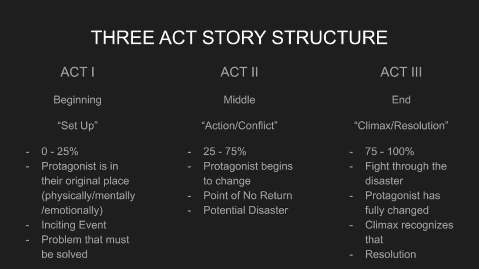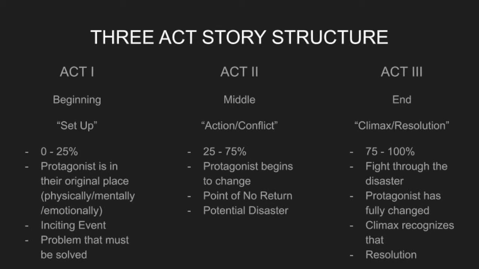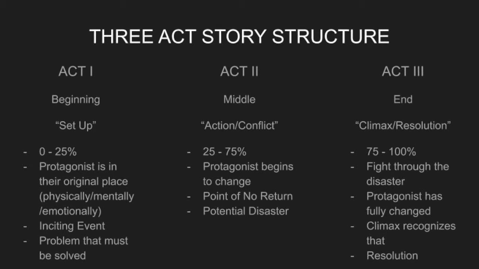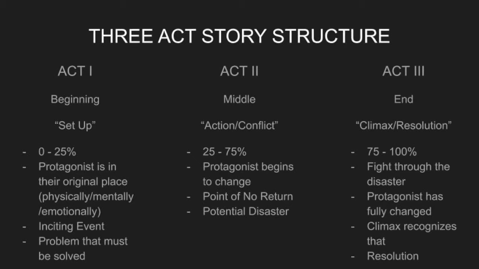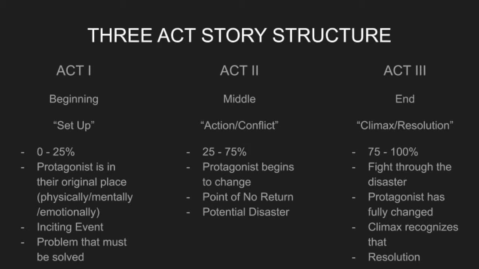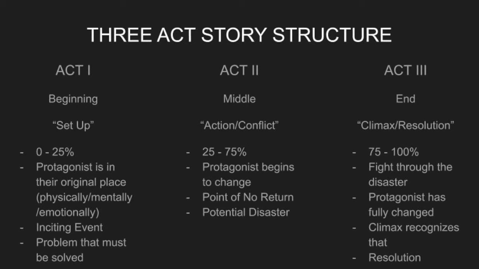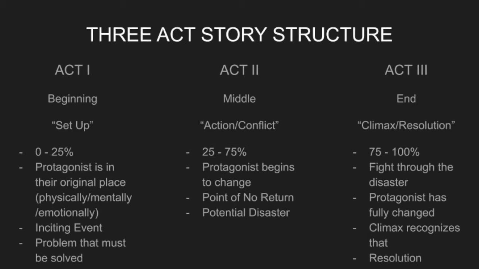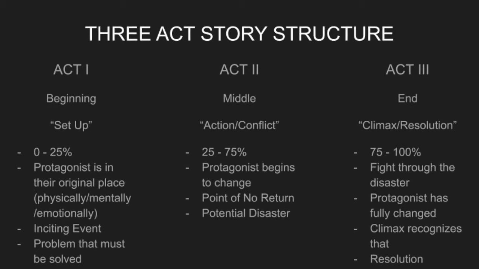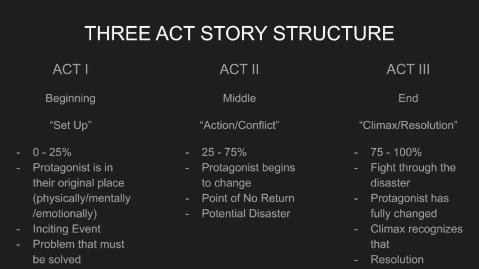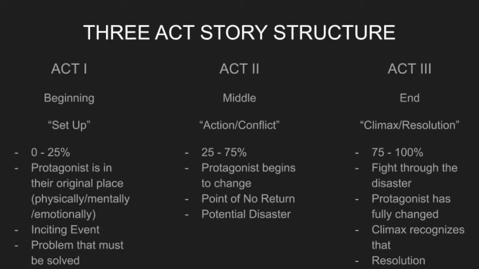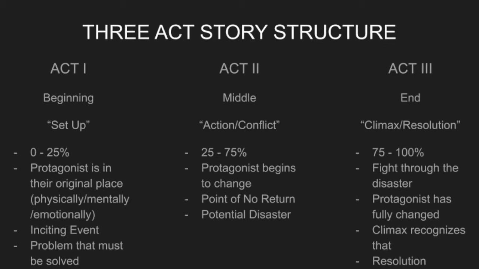In Act 2, two things need to happen, okay? Or three things need to happen. Your protagonist needs to begin to change. Your reader needs to see the physical, emotional, and mental change that is happening within your protagonist. If you find yourself writing, and at the end of Act 2, you're about 75% of the way through your book, and your main character looks the same as they did at the beginning, you need to go back and do some revision. We need to see an actual change in your main character as they move through Act 2. Okay, that 25 to 75%.